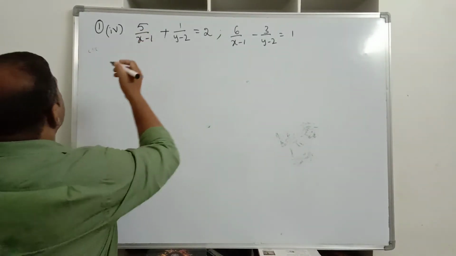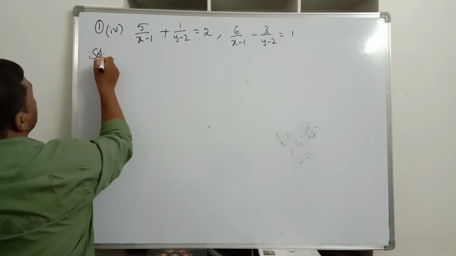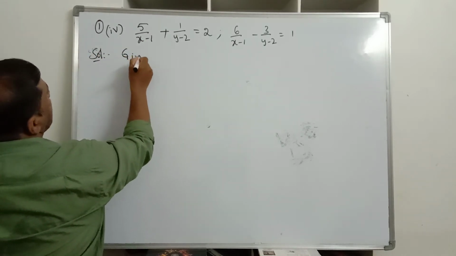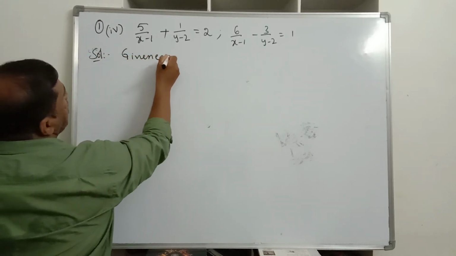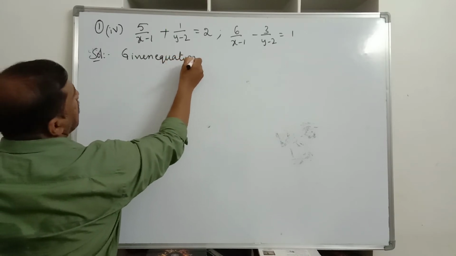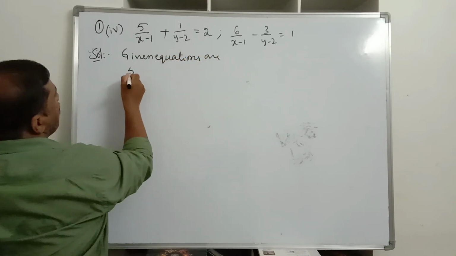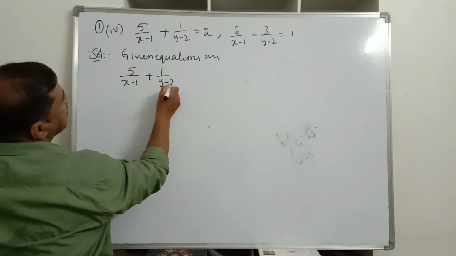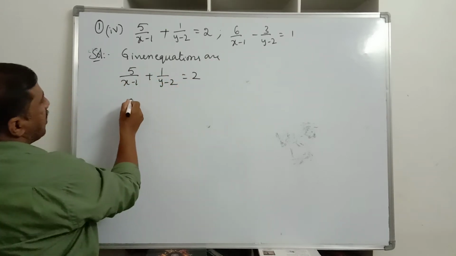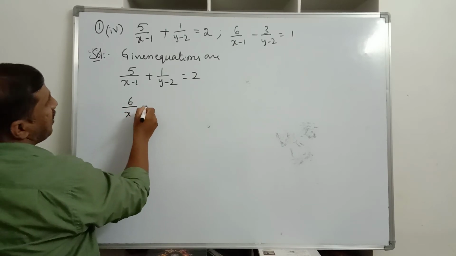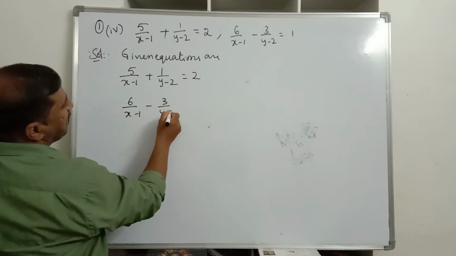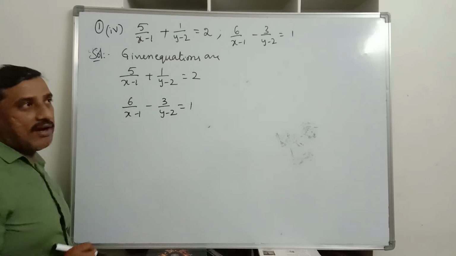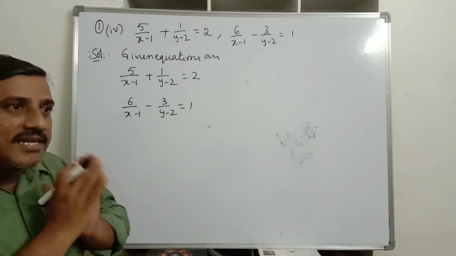So here, what are the given equations? Given equations are 5 divided by x minus 1 plus 1 divided by y minus 2 is equal to 2, and 6 divided by x minus 1 minus 3 divided by y minus 2 is equal to 1. Now what is the next step?